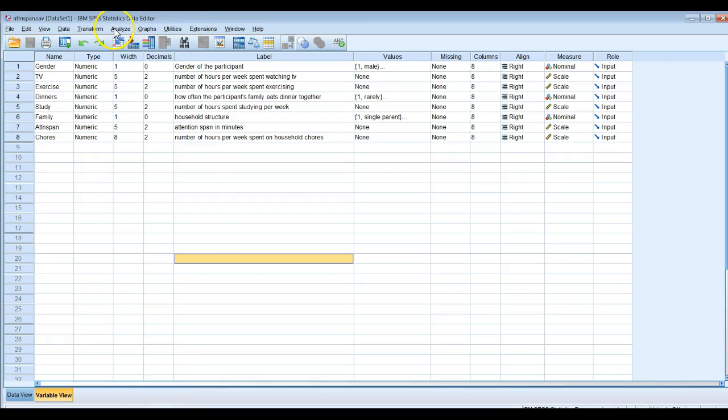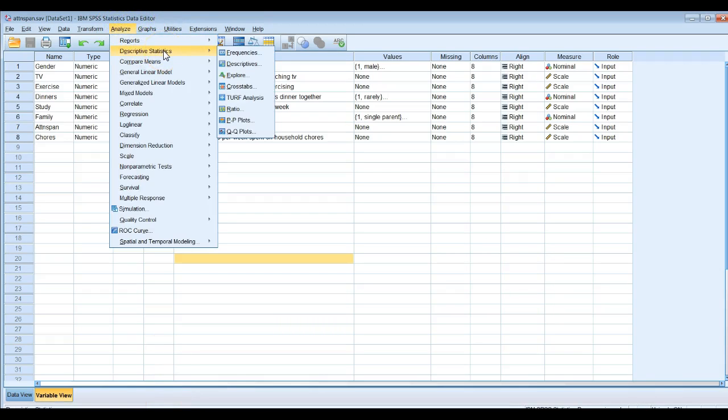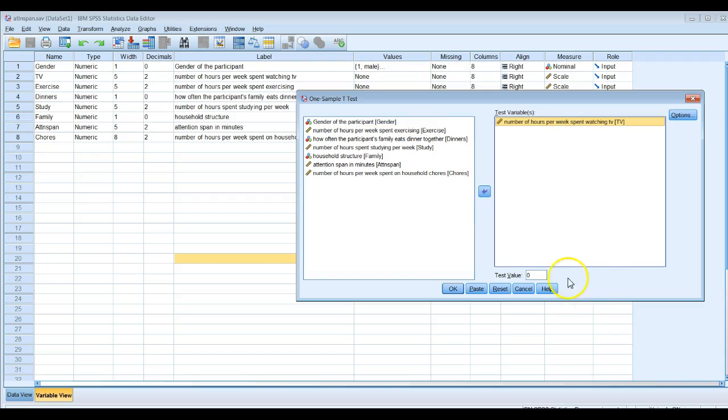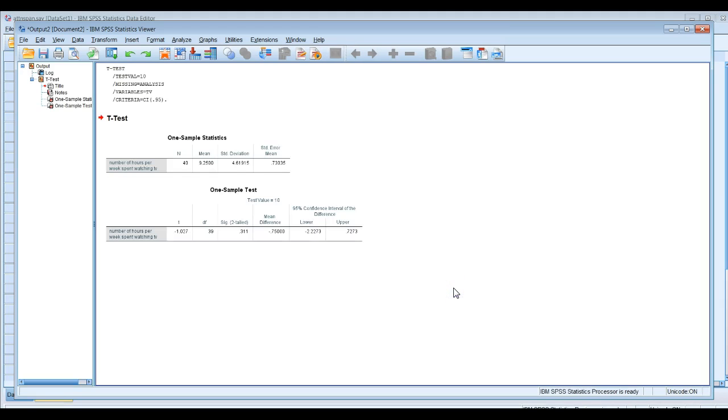So we're going to analyze, compare means. This is a one sample t-test. So analyze, compare means, one sample t-test. And we've got the number of hours spent watching TV, so we're going to move that into the test variable box. Our test value, we said we were wanting to compare it to 10 hours per week. So we'll click OK, and that's how we get this output that you see over here.